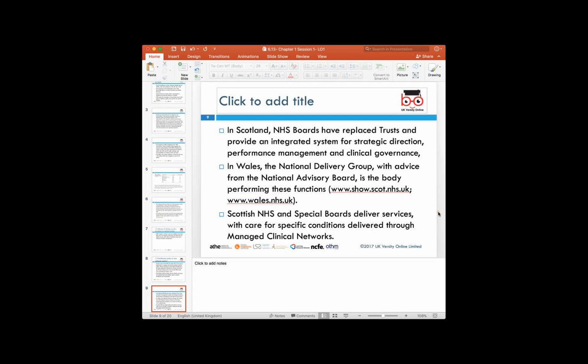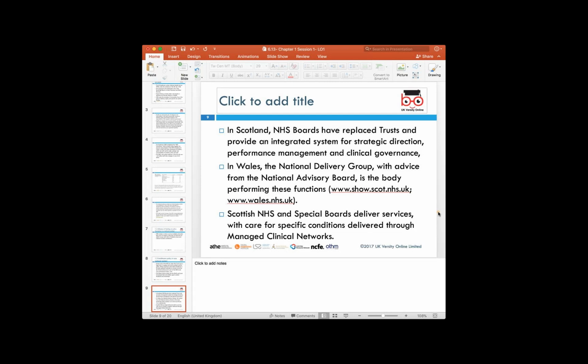Here, like in England and Wales, the NHS boards were replaced by the PCC trusts. I think we have about 20 different PCC trusts which manage over 145 odd hospitals within England. Similarly in Scotland, NHS boards replaced the trusts, and over a point in time these boards became responsible for setting the direction. They look at managing the performance and the standards, and also establish the clinical governance through which these hospitals and these organizations of primary, secondary, and tertiary care operate.